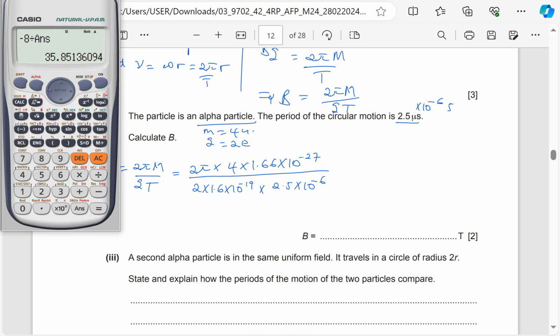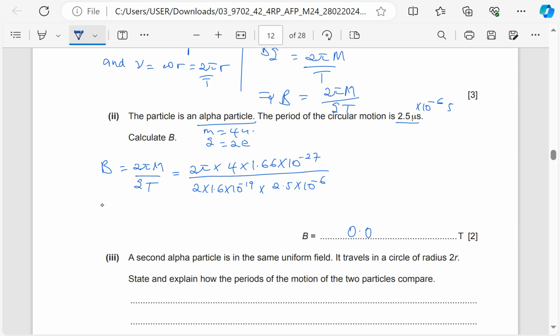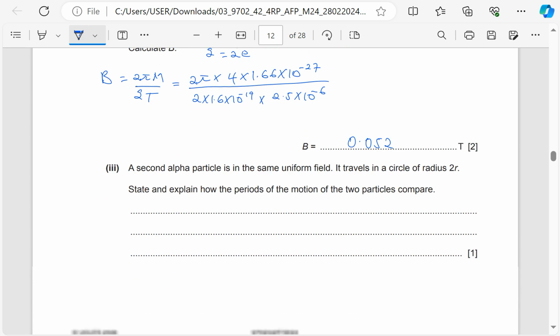Okay, I've just pressed my calculator. 2 pi times 4 times 1.66 exponent minus 27 divided by 2 times 1.6 exponent minus 19. I'll still divide by 2.5 exponent minus 6. So this is 0.052. 0.052 Teslas.